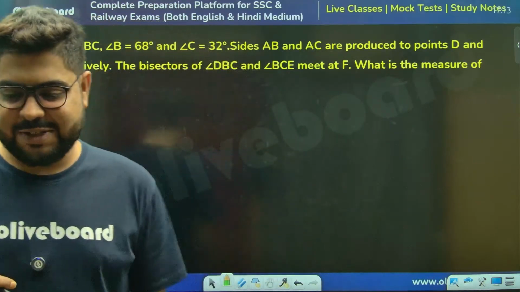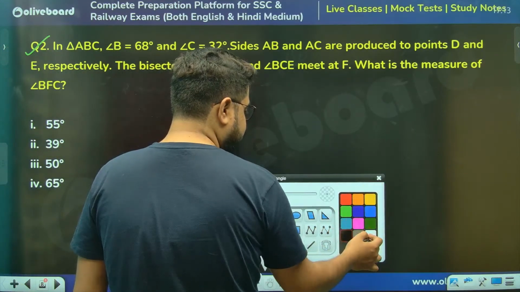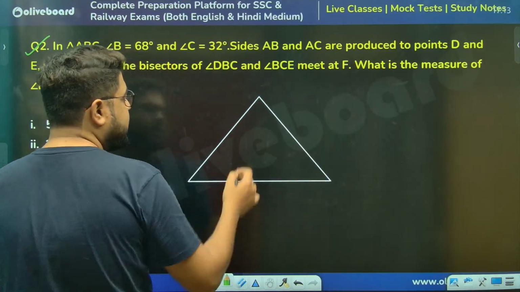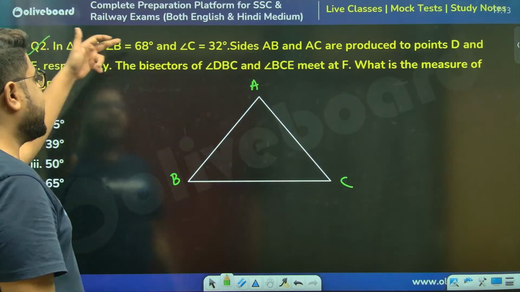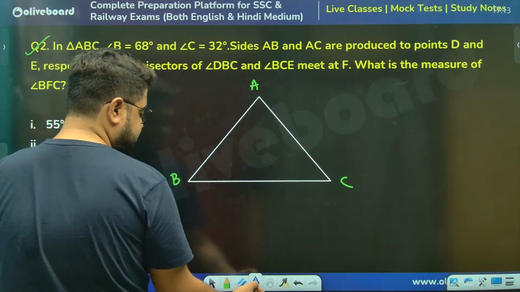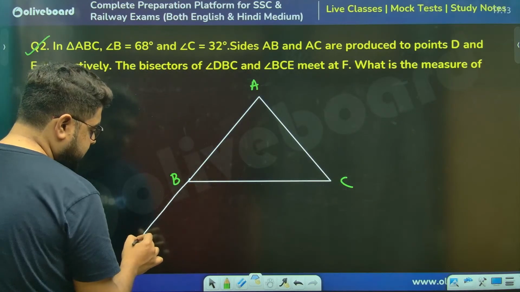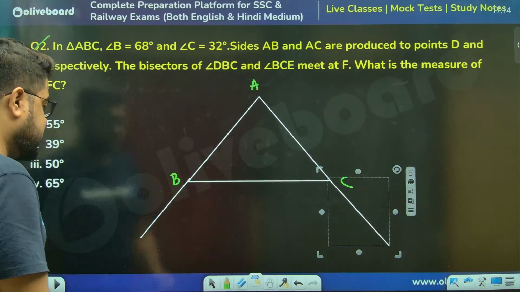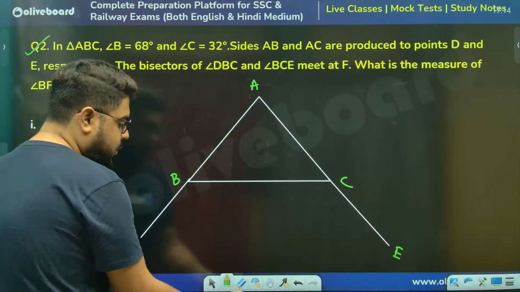Very simple question actually, this one. If you draw a triangle, this is ABC. Now what they've told us: angle B and angle C is given. AB and AC are produced to points D and E respectively. So this is point D, this is point E. Now what are they saying?